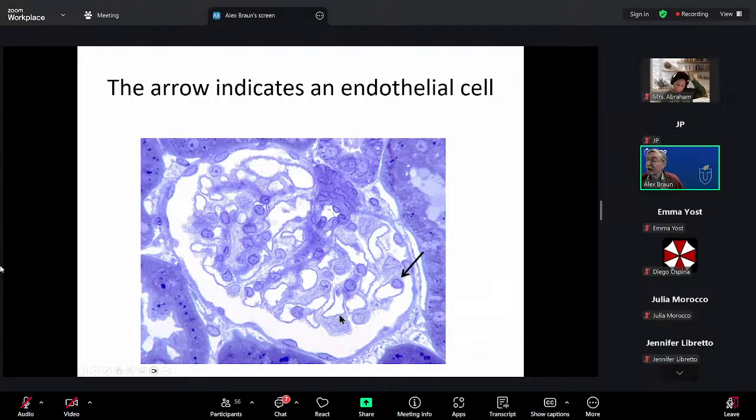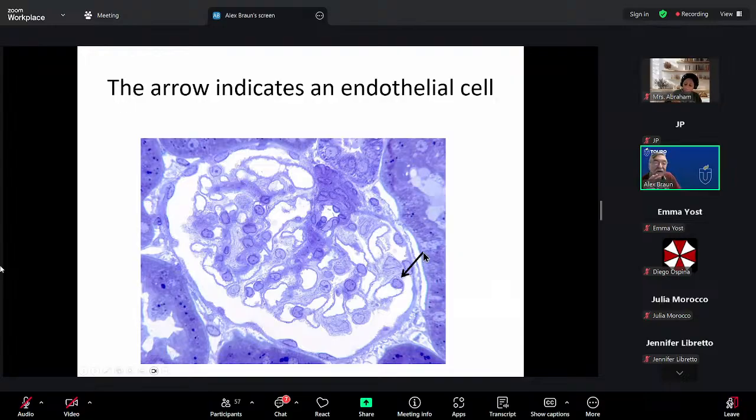Okay. Here's another arrow pointing towards a capillary loop. We see a nucleus with a thin rim of cytoplasm bulging into the lumen of that capillary loop. That's an endothelial cell, because it is bulging into the lumen of the capillary. And actually, if you look very carefully, this line here being the glomerular basement membrane, the endothelial cell is on the inside of that. So the podocyte is on the outside of the glomerular basement membrane. The endothelial cell is on the inside of the glomerular basement membrane.